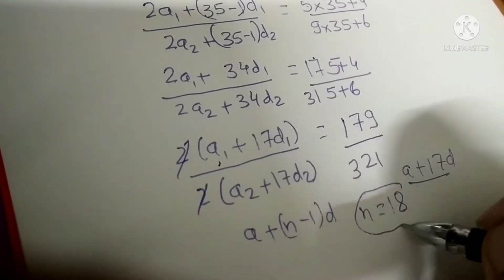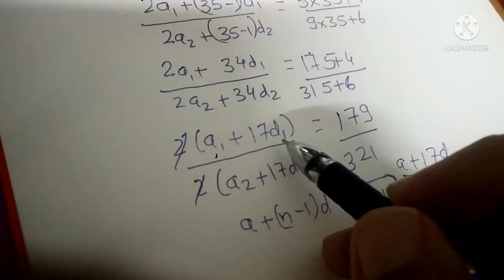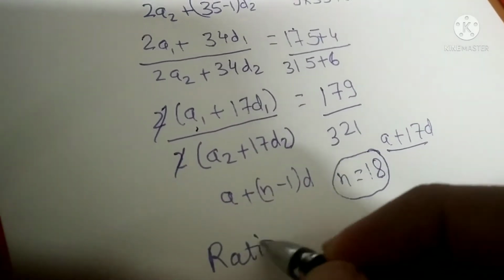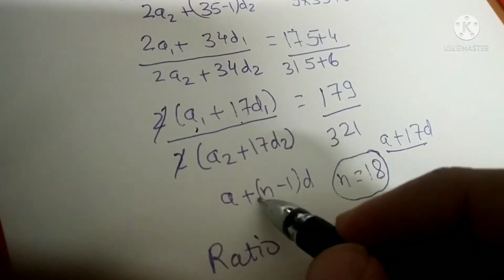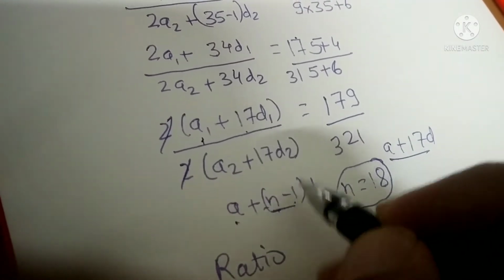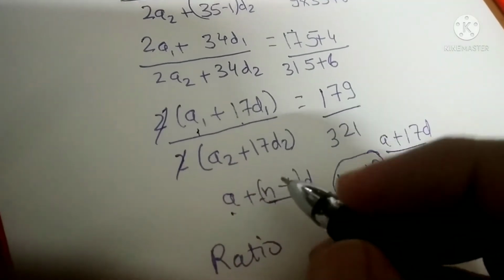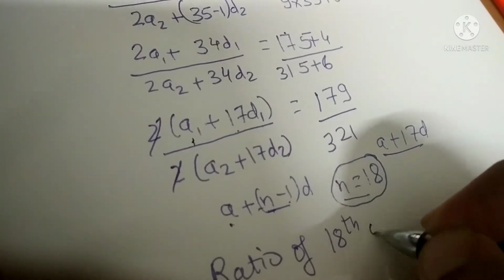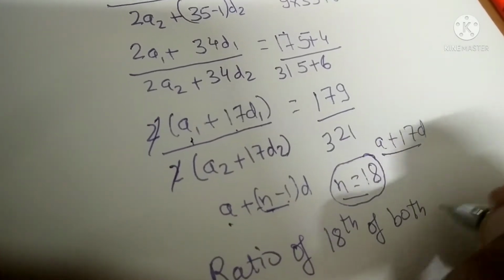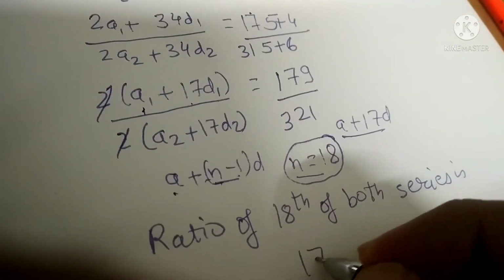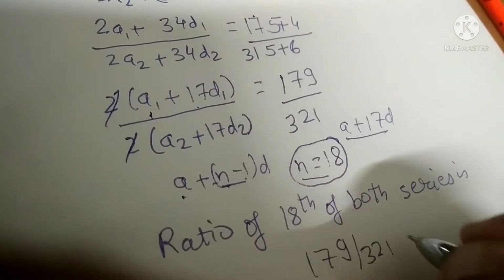n is equal to 18, so 18 आएगा तो 18th term. This is the 18th term. So the ratio of this is the 18th term because 17 आ गया ना, तो n minus 1 a plus n minus 1 whole into d. So n is equal to 18. n is equal to 18 आएगा. The ratio of 18th term of both the series is 179 divided by 321. Go to 10th question.